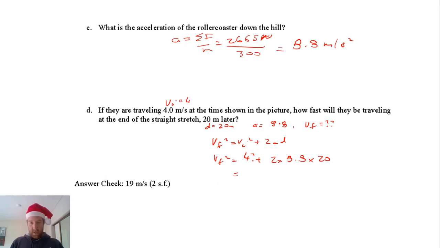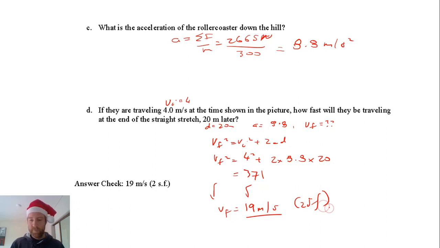So that equals 4 squared plus 2 times answer times 20, 371, and that's Vf squared, so take the square root of both sides, gives us Vf of 19 meters per second. Two significant figures.